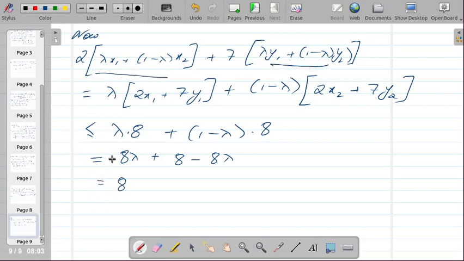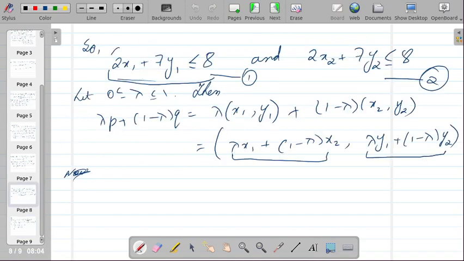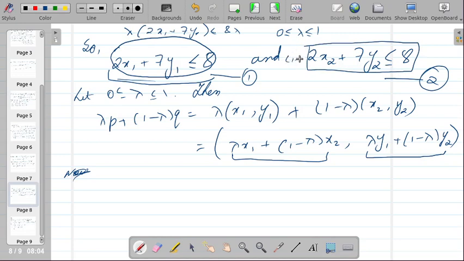But the justification is still incomplete because you can use this inequality only under one condition. Here it was given that 2x1 plus 7y1 is less than or equal to 8, but if you multiply both sides by lambda, I have used lambda into (2x1 plus 7y1) is less than or equal to 8 lambda. This can be used only when lambda is a positive quantity. If you multiply by a negative quantity, it is not going to be satisfied. So this is true only when lambda is positive. That is where we use the fact that 0 is less than or equal to lambda less than or equal to 1. And also, if I multiply with 1 minus lambda, it also has to be positive. Otherwise, the inequality will change.